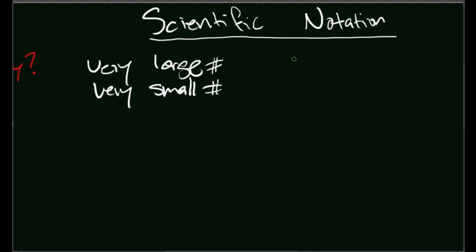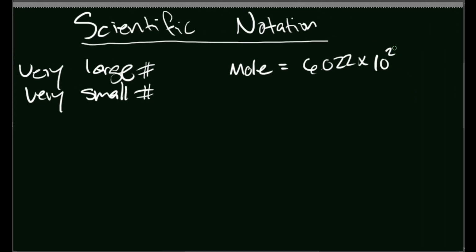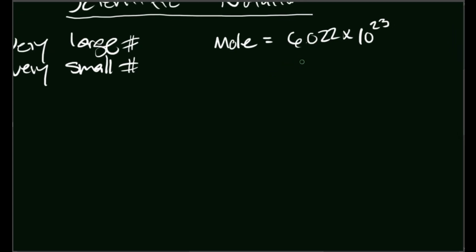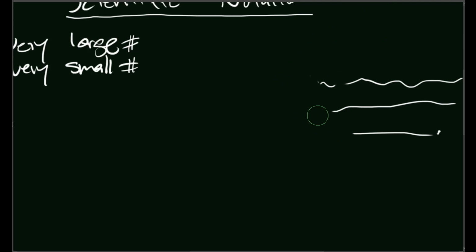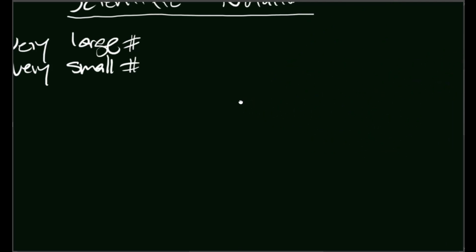So for example, let's take a mole. A mole is 6.022 times 10 to the 23rd power. It's very cumbersome to write this whole thing out. So 6022, and then we move 23 digits over the decimal point, right? It's very cumbersome to write, and it's very cumbersome to do math with and deal with. So we use scientific notation to simplify it.